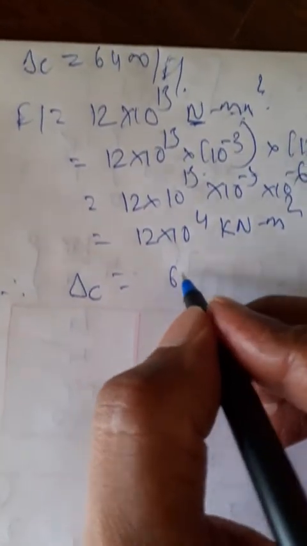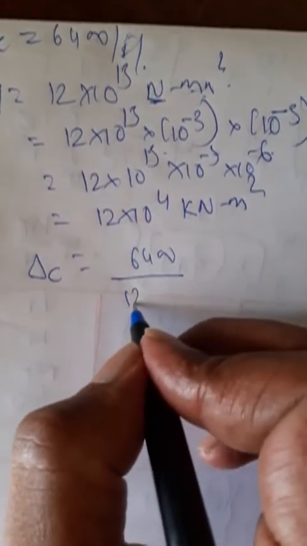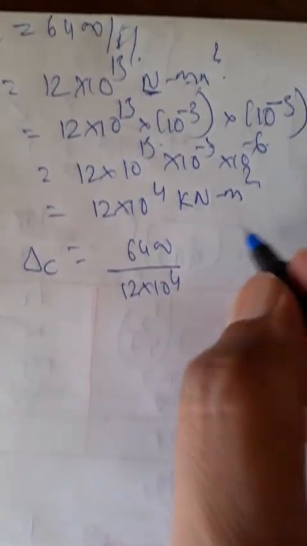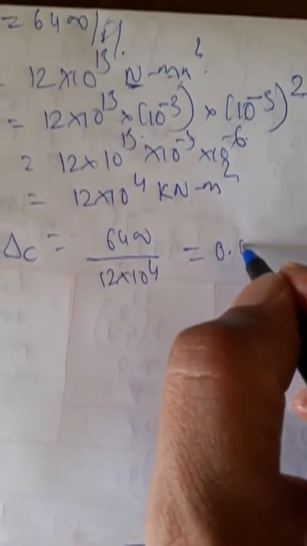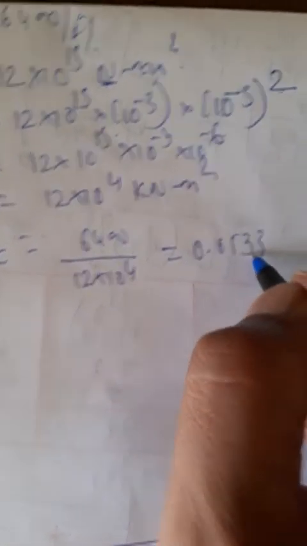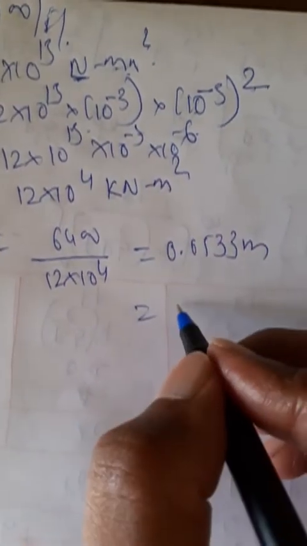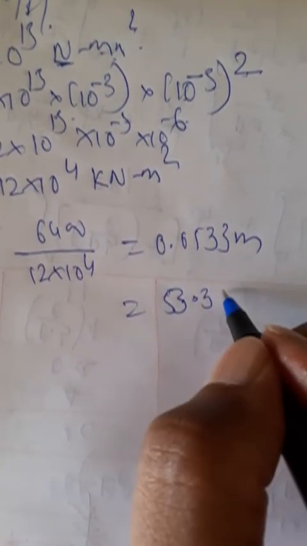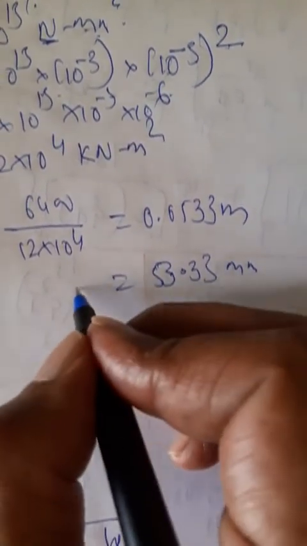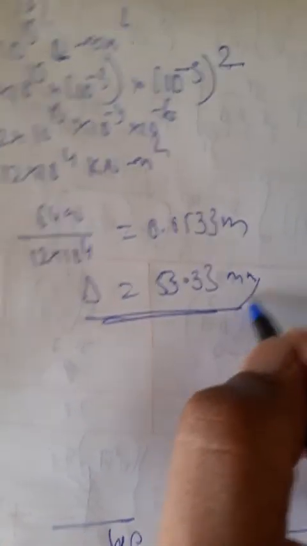Substituting the values, delta C is equal to 6400 by 12 into 10 raised to 4. So you will get the answer 0.0533 meters or 53.33 mm. This is the final answer.